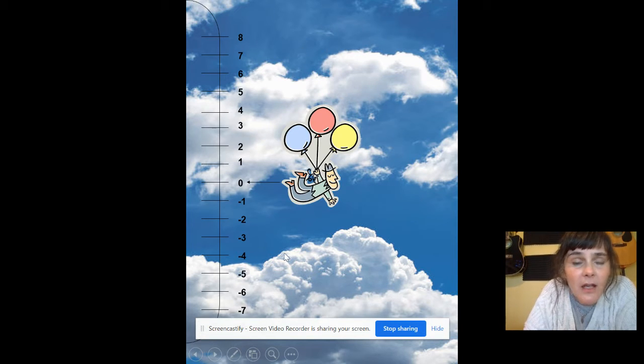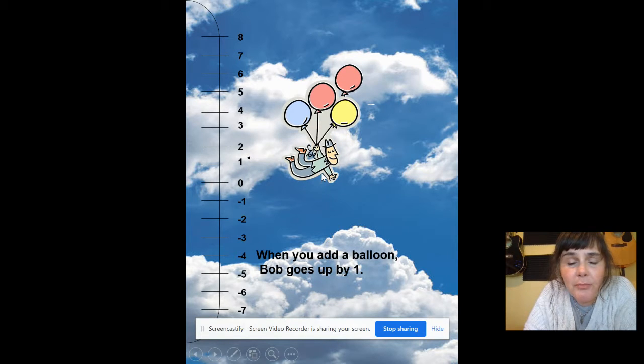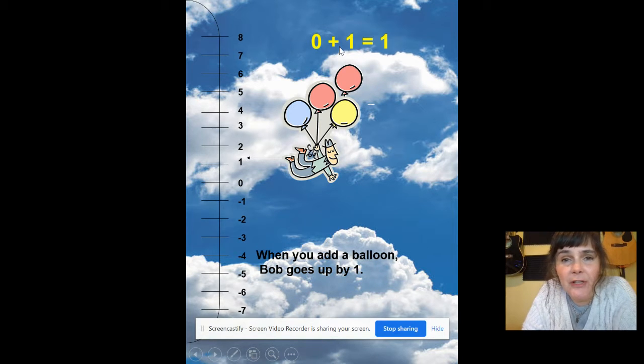So here we are. We're going to call this guy Bob. Bob is right here on 0. If we add a balloon, Bob goes up, because as we know, pretend these are helium balloons, and they're really strong, big helium balloons. And so one balloon lifts him 1 spot. So that's kind of like saying 0 plus 1. We added 1 balloon and he went up.